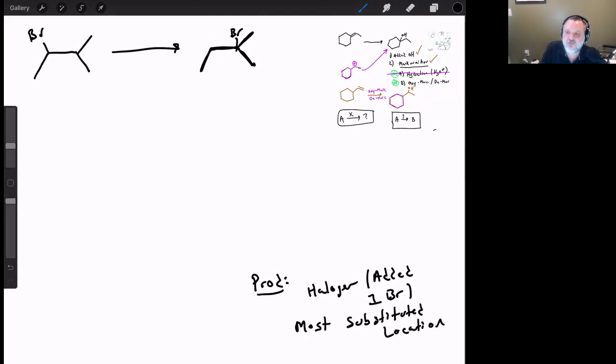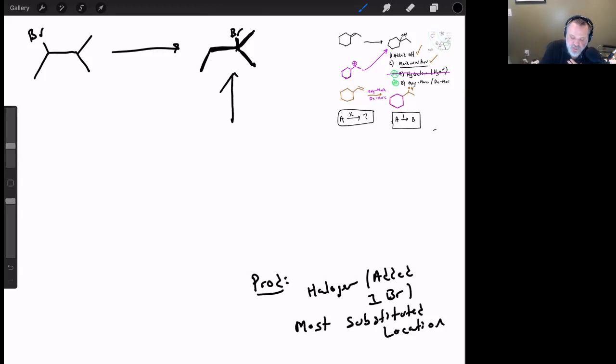So I'm thinking to myself, perhaps it was added Markovnikov. But the problem is that there is not a single step that we know, there's not a reaction that we know that takes a bromine on one atom and moves it to another atom. We don't know any such reaction. So that means that there's more than one step involved in this synthesis problem. And this is where the idea of retrosynthetic analysis starts to help.